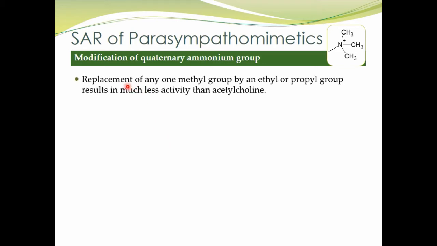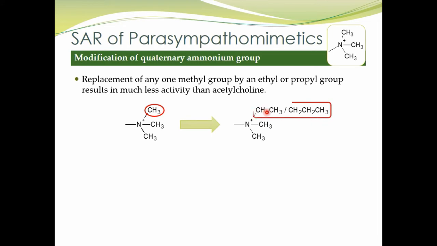Next point is replacement of any one methyl group by an ethyl or propyl group results in much less activity than acetylcholine. So out of the three methyl groups, replacement of any one methyl group by an ethyl or propyl group results in much less activity.